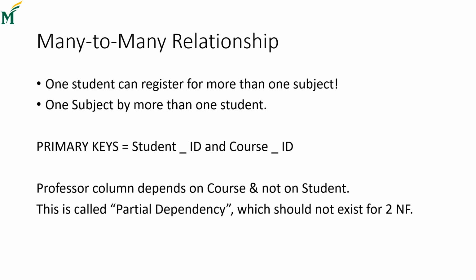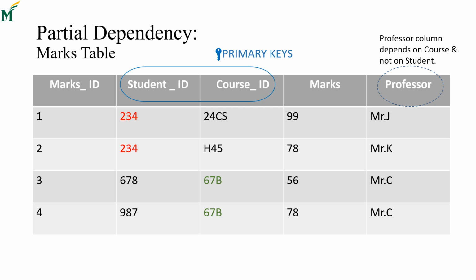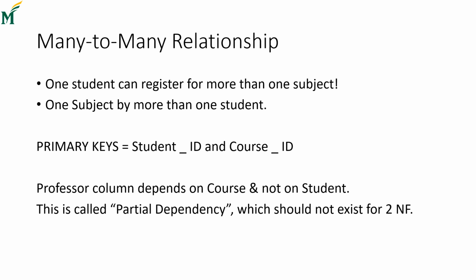Many-to-many relationship. One student can register for more than one subject, and one subject by more than one student. The composition of the primary key is the student ID and the course ID. The professor column depends on the course and not on the student. This is called partial dependency, which should not exist for second normal form.